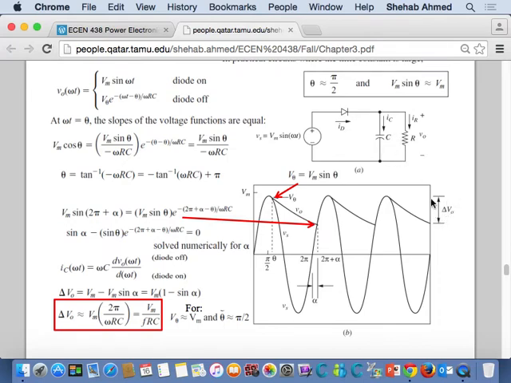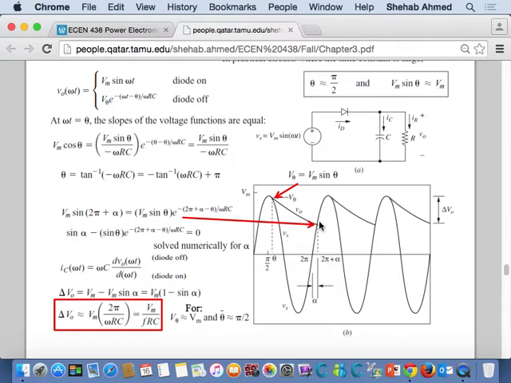So to control delta V, what is delta V equal to? Delta V is the difference between the peak value and the minimum value. I would like to find an equation for that. So what is the peak value of voltage across the load? It's V maximum. That is the peak value of voltage across my load. How about the minimum value?